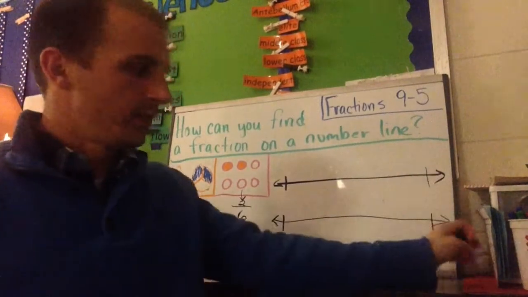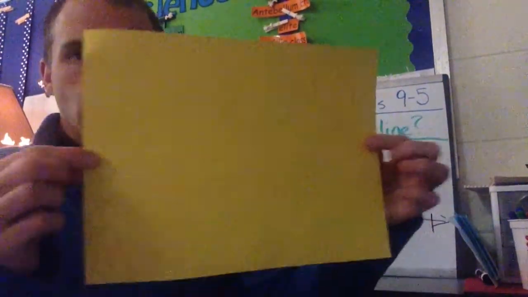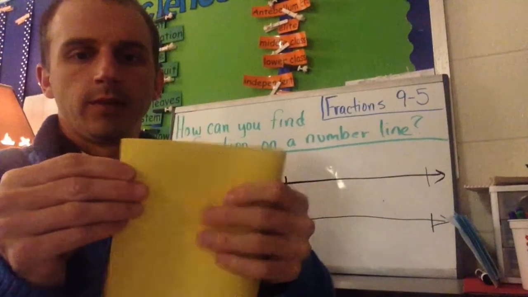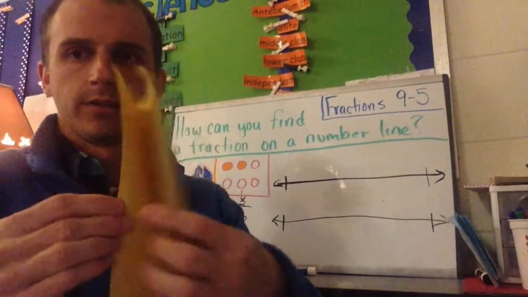Before we actually look at the number line, I want to show you a piece of paper. I have a yellow piece of construction paper here, and this represents our whole unit. So before we do a number line, let's look at a model for us real quickly. So if I were to take this whole unit and I were to fold it, and we'll make a crease, and so when I unfold it, I have two parts.